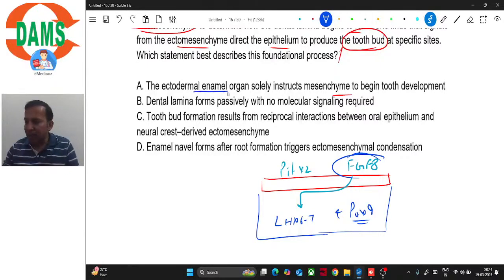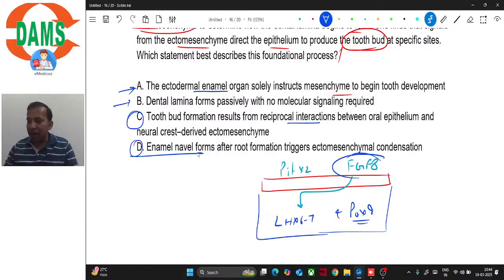So the ectodermal enamel, here basically it is talking just about the ectoderm. The dental lamina forms a passive link with no molecular signaling. So again this is incorrect, because there has to be some sort of stimulation. Tooth bud formation results from reciprocal interaction. So yes, option C is talking about reciprocal interaction between epithelium and ectomesenchyme. So option C is the correct answer.